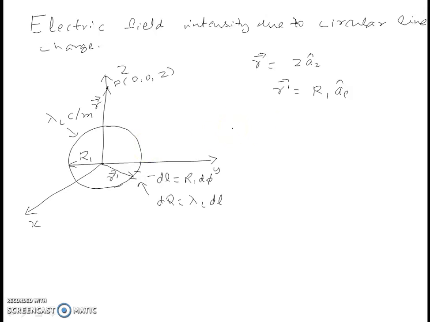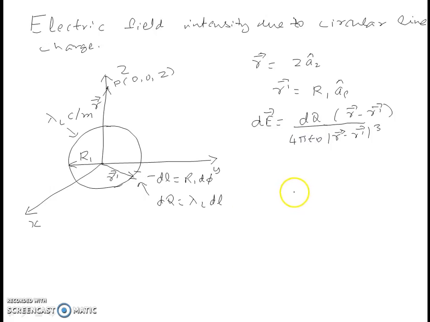Now we will try to find out the electric field dE at P due to this differential charge dq. So this is given by dq divided by 4 pi epsilon naught.